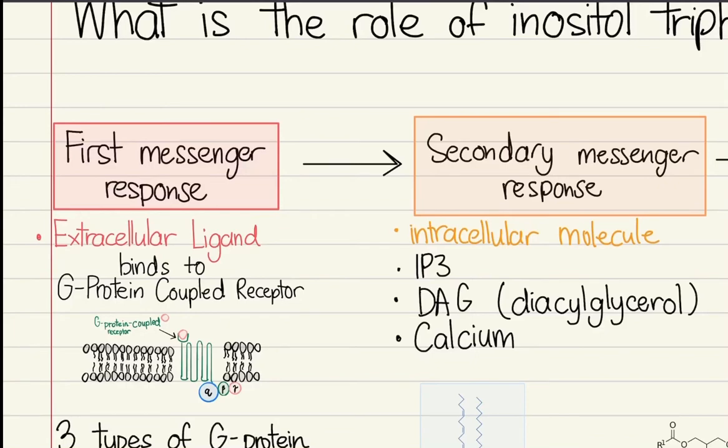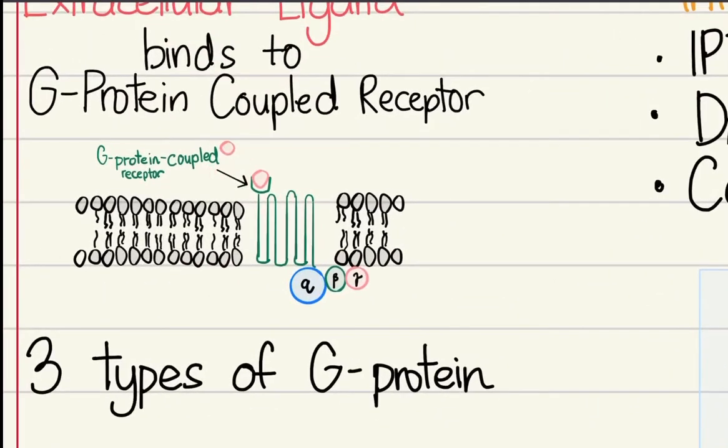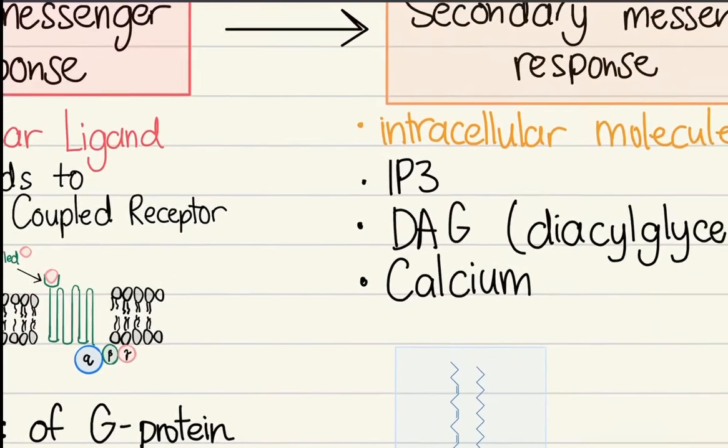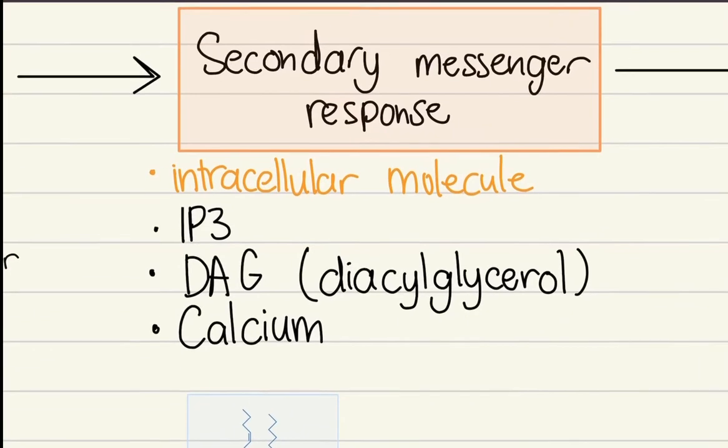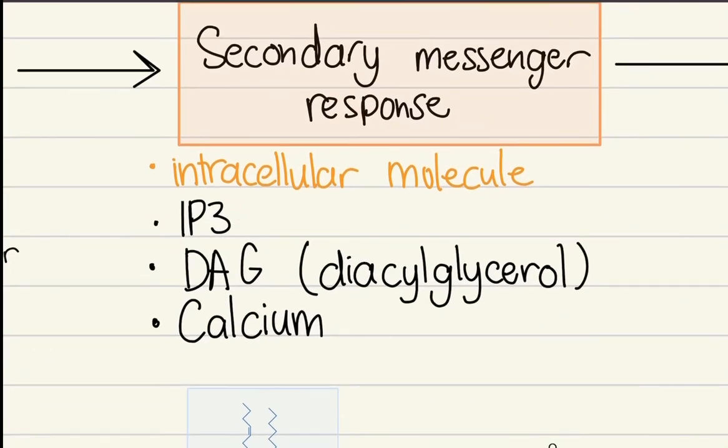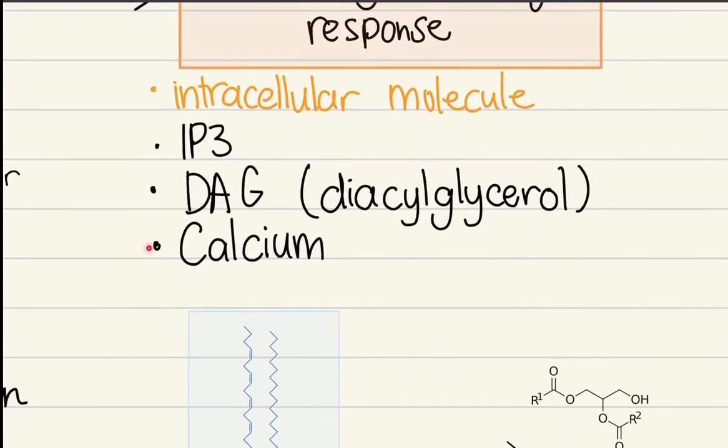And that indeed happens when we have a ligand. This could be a hormone, for example, that binds to a G protein. And this will cause the activation, and this will lead to the production of our secondary messengers right over here. So we have the IP3 and the DAG, and eventually calcium as well. And we're going to see the relationship between IP3 and calcium in a second.